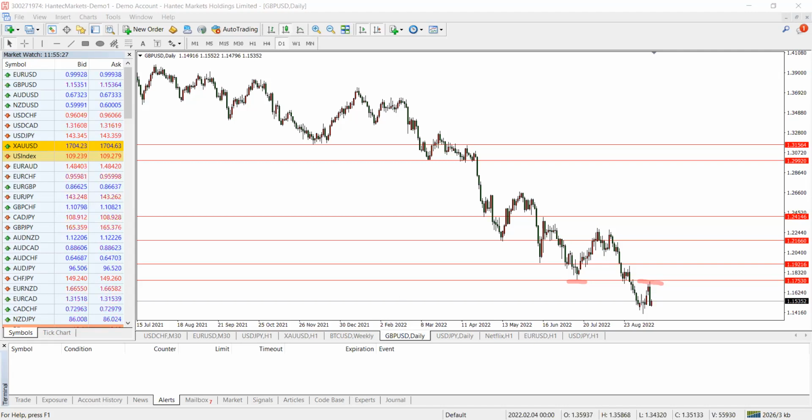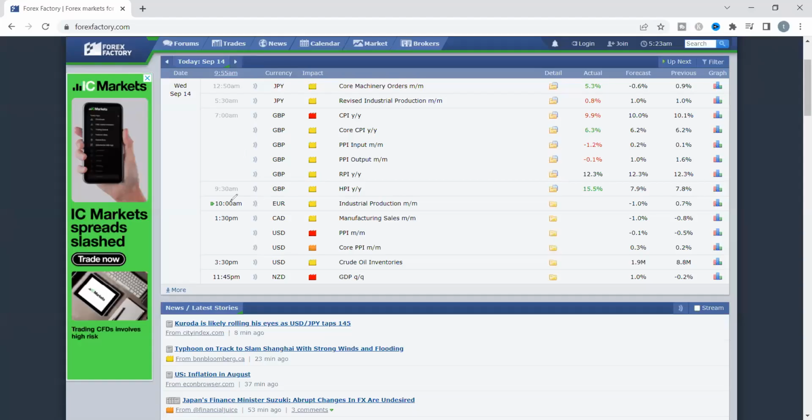Later today, we have the PPI coming out for the dollar. Let me just switch that quickly. That's September 14th. Later today, we have the PPI coming out by 1:30 p.m., right? So expect some volatility here. And then later, we have for the New Zealand dollar, the GDP as well, right?